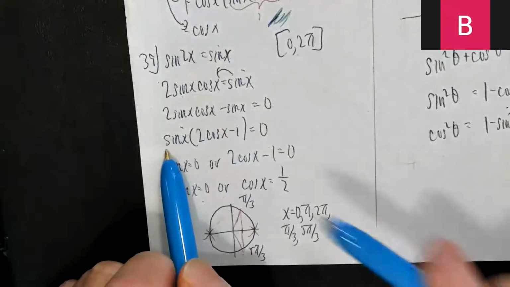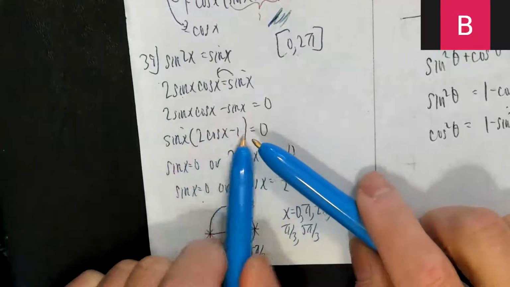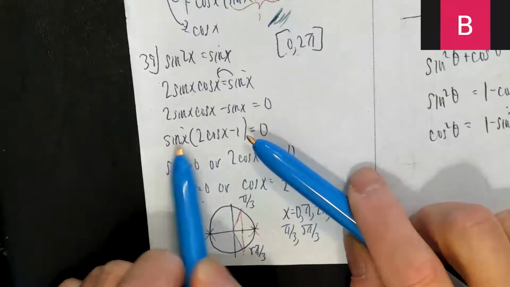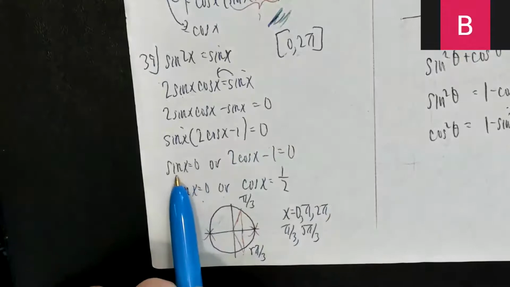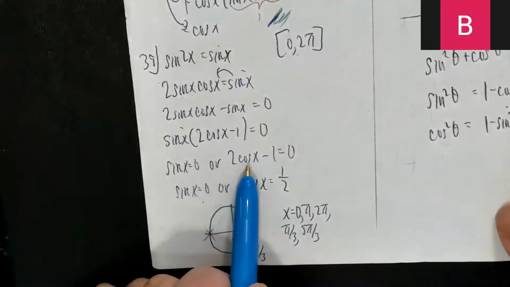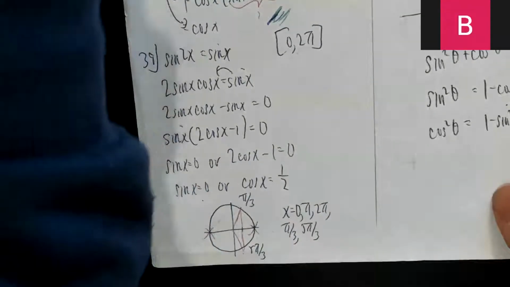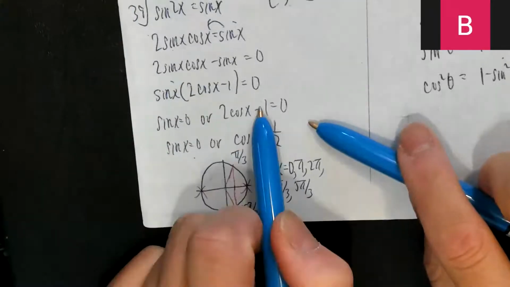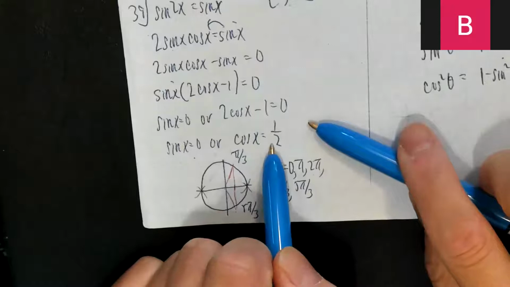Factor out sine x: sine x times (2 cosine x minus 1) equals 0. By the zero factor property, either this is 0 or this is 0. Sine x equals 0 or 2 cosine x minus 1 equals 0. A little bit of algebra, add 1, divide by 2, gives cosine x is a half.